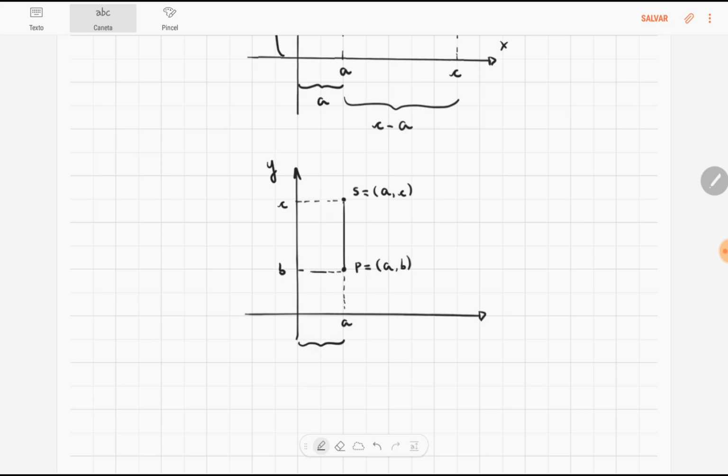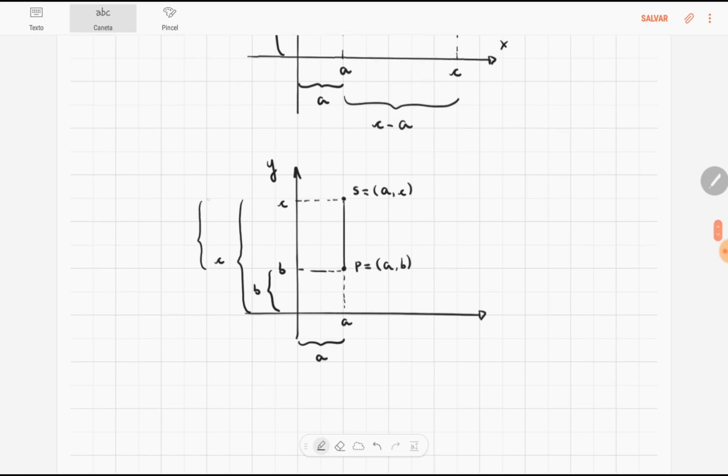This distance is equal to A. This distance is equal to B. And this distance is equal to C. And the difference between the ordinates of both points is this distance. Let me refer properly. And it's equal to C minus B.